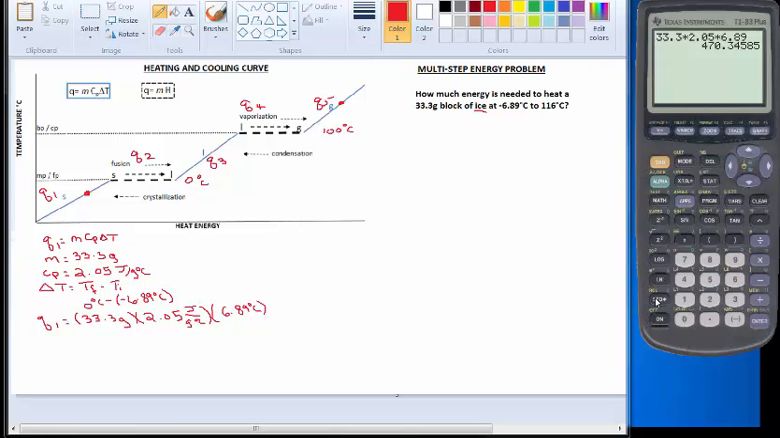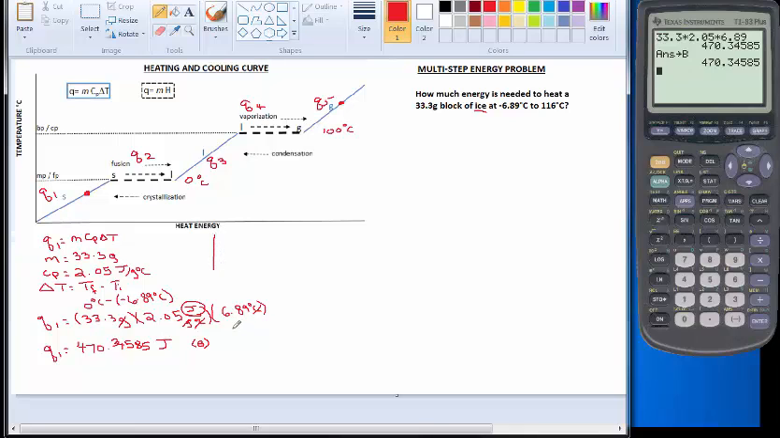So we're going to use our calculator to store this number by clicking STO and then alpha, and I'm going to save this as the letter V. So our Q1 again is going to be 470.34585, and as a reminder, I stored it as V, and our unit, gram, cancels out with gram, degrees Celsius cancels out with degrees Celsius, to leave us with the unit joule on top. So that is our equation for Q1.